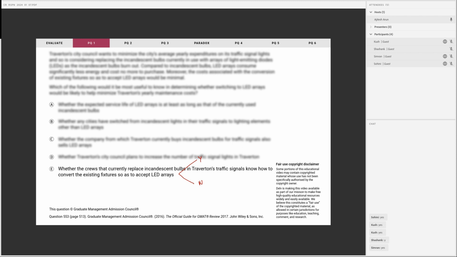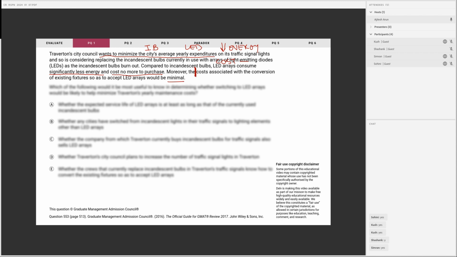Now, to add to Simran's point, if we go back to the stimulus, there are two things that we want to look at. The first one is the costs associated with the conversion of existing fixtures so as to accept LED arrays would be minimal. So, whether the crews know how to do this or they don't, that cost would be a subset of the overall cost. And the question has already told us that the overall cost is going to be minimal. So at the end of the day, converting the fixtures to accept LED arrays is not going to be more than minimal.